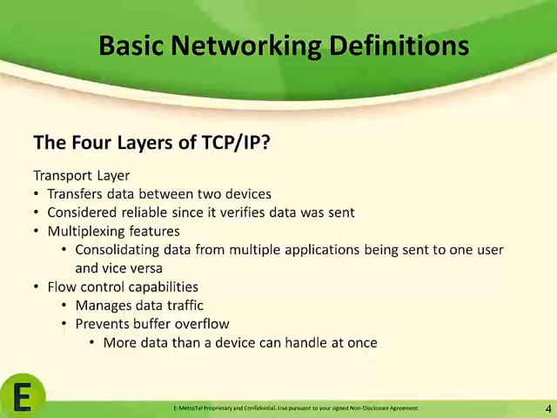Another layer is the transport layer. This transfers data between two devices. This is considered reliable since it verifies data that was sent. Multiplexing features are also available, which allow for consolidating data from multiple applications being sent to one user and vice versa. There's also flow control capabilities. This allows for managing data traffic and prevents buffer overflow. Buffer overflow is when there is more data than a device can handle at once.